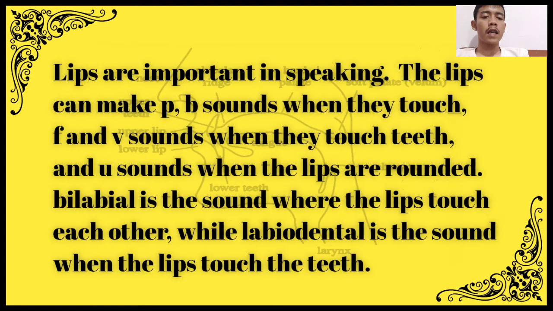Lips. The next, lips. Lips are important in speaking. The lips can make P and B sounds when they touch, F and V sounds when they touch the teeth, and a W sound when the lips are rounded. Bilabial is the sound where the lips touch each other, while labiodental is the sound when the lips touch the teeth.